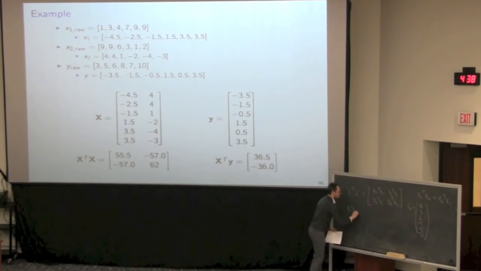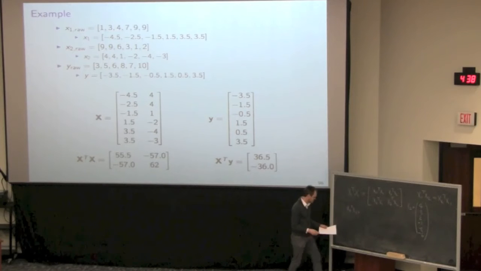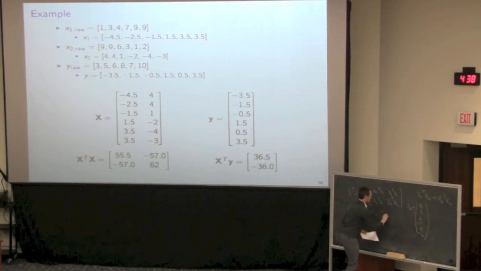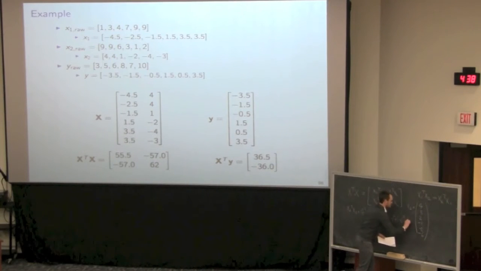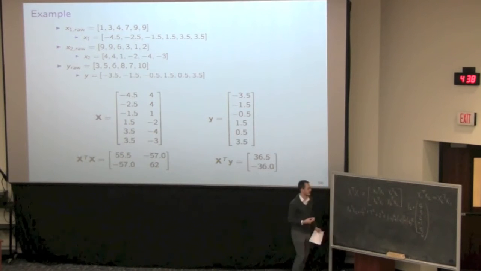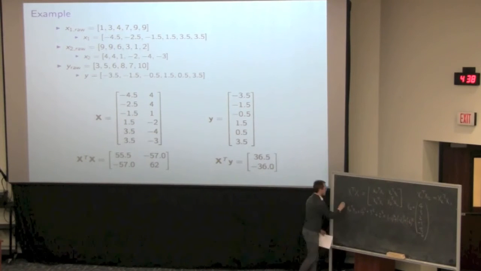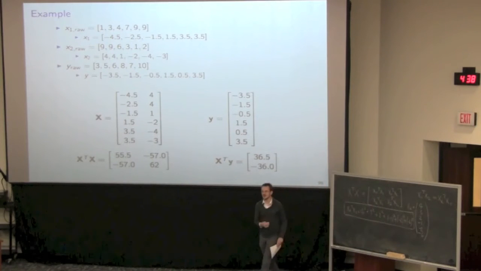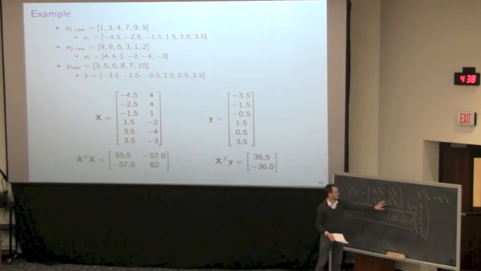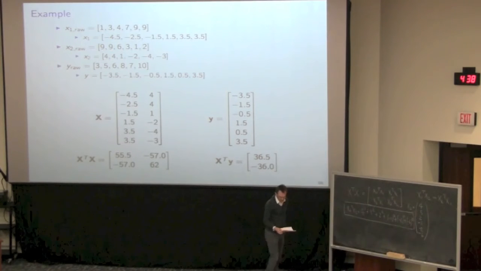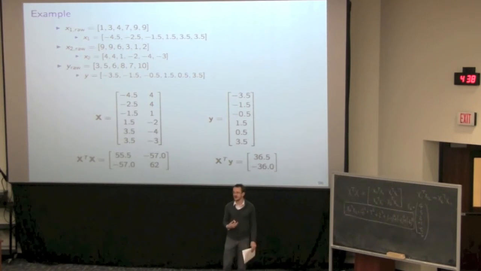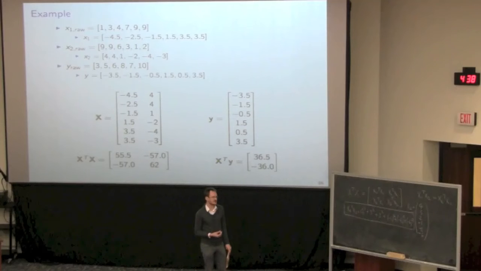x2 transpose x2 is very simple. It is equal to 4 squared plus 3 squared plus 2 squared plus minus 1 squared plus minus 2 squared plus minus 6 squared. Okay, so you can go calculate that. X2 transpose X2 is just some scalar number, and that's the entry that goes into this matrix there in the 2-2 position. But what I'm more interested in is for you to notice that this is really just a scaled version of the variance of X2.